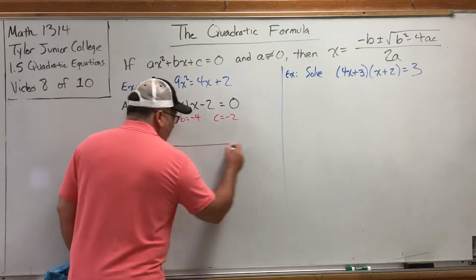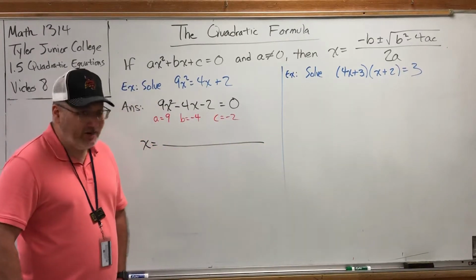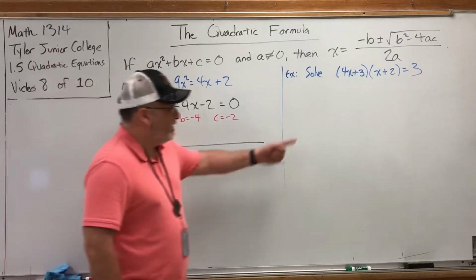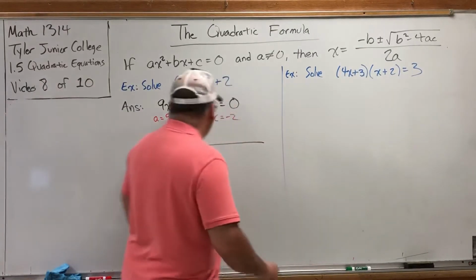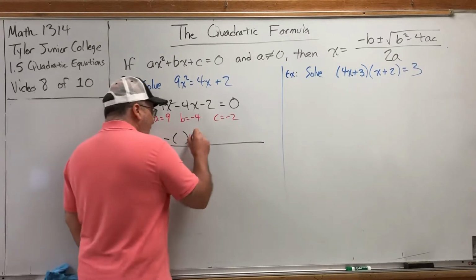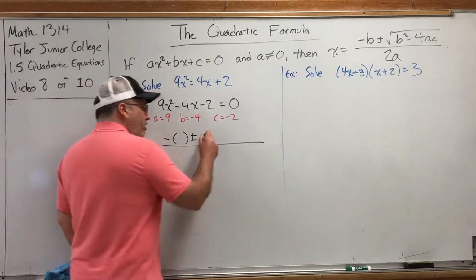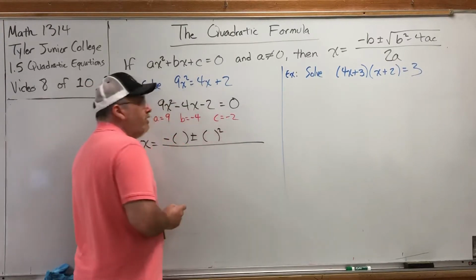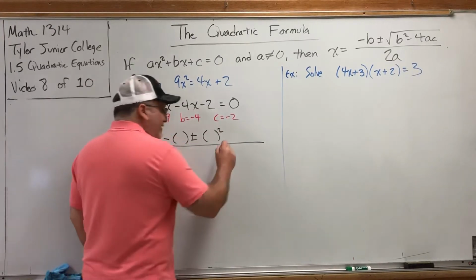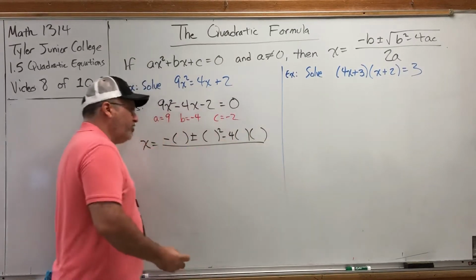So I'm going to recopy the quadratic formula, but every time I get to a letter, I'm going to replace it with an empty set of parentheses. So for example, instead of negative b, I'm going to write negative empty set of parentheses. Plus or minus, I'll draw the square root in a second. Instead of b squared, I'm going to put parentheses squared. And instead of minus 4ac, I'm going to put minus 4, empty parentheses, empty parentheses.